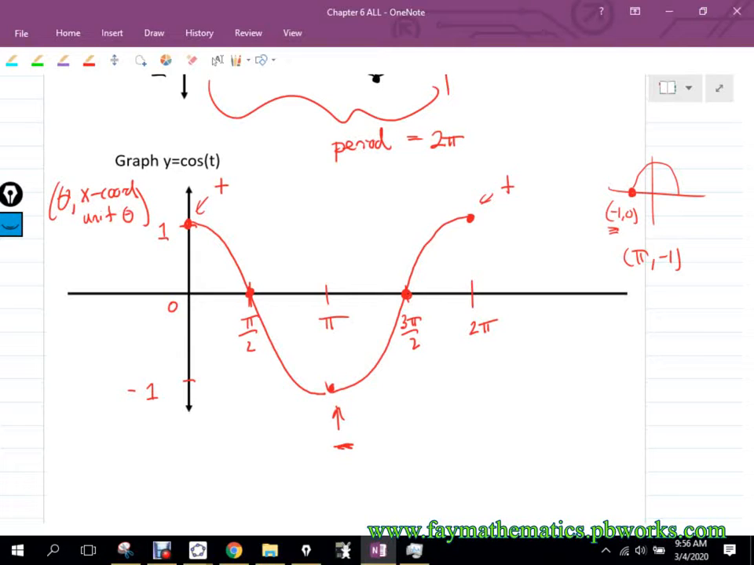Tomorrow, we're going to talk about being able to move these things, okay? Because they're just functions, right? So we should be able to move them up, down, left, right, stretch them, reflect them, that kind of stuff. We're going to do tangent. Oh, absolutely. Tangent, cotangent, secant, cosecant. Those are on the agenda for later this week and early next week.